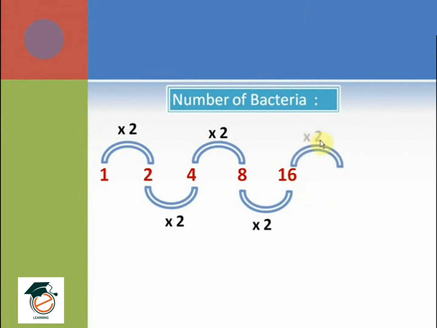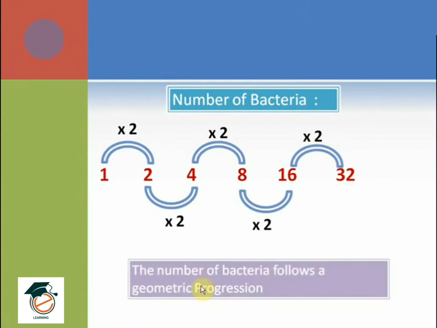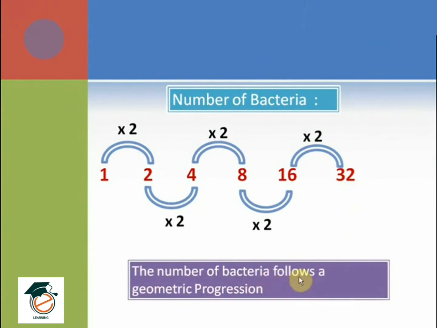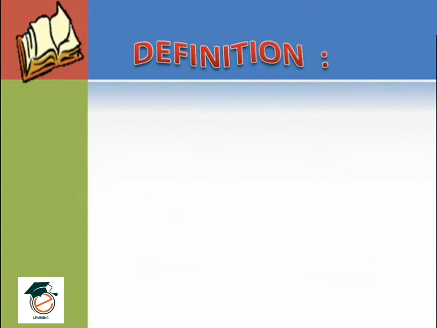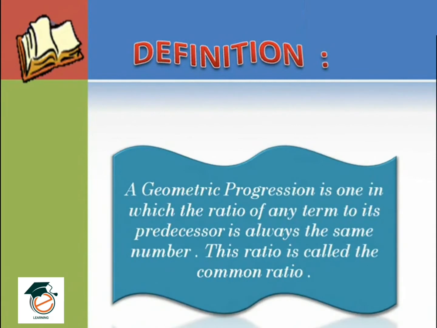In the next hour again they become double and they become equal to 32, and so on. The series would continue. Thus what we can say is the number of bacteria in the trough follows a geometric progression. So the number of bacteria cells in the trough are actually following a geometric progression. But now what is geometric progression? So let's try to look at the definition of what exactly is geometric progression.